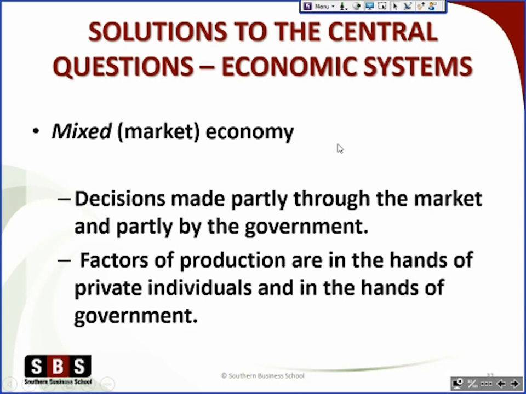So for the mixed system, decisions are made partly through the market and partly through the government. So that is the main attribute of a mixed economic system. And the factors of production are in the hands of both private and public. Okay. So of all the systems, know this part here, that you recognize and you know what it's about. Okay. For exam purposes, I said I will give you some tips about the exam. So just know this slide. This is slide 22, I think. 32, I can't see so nicely.